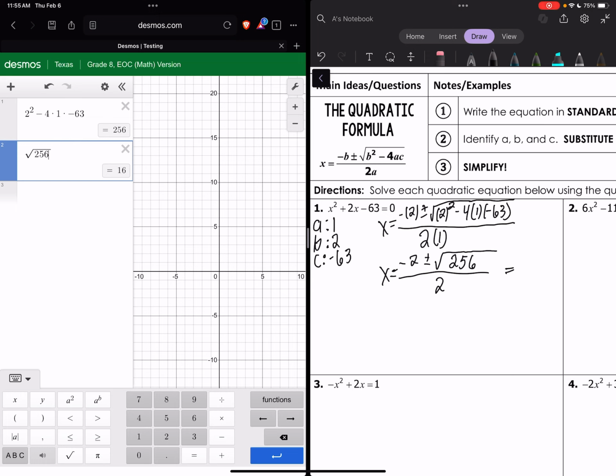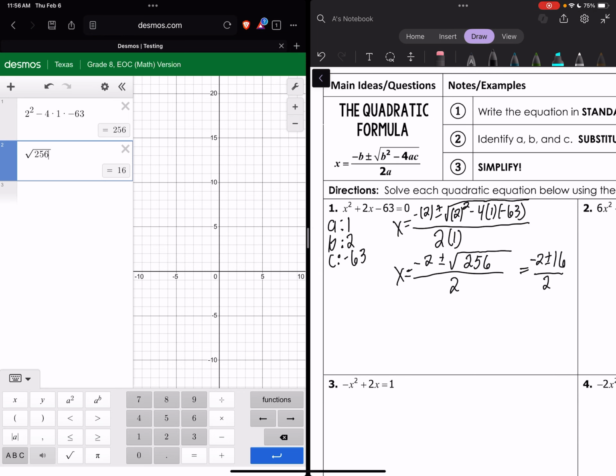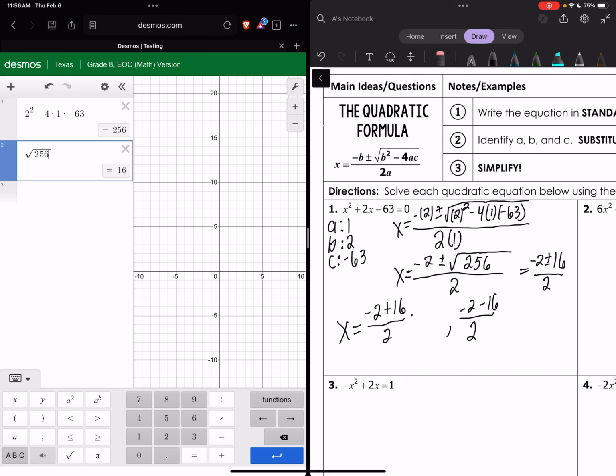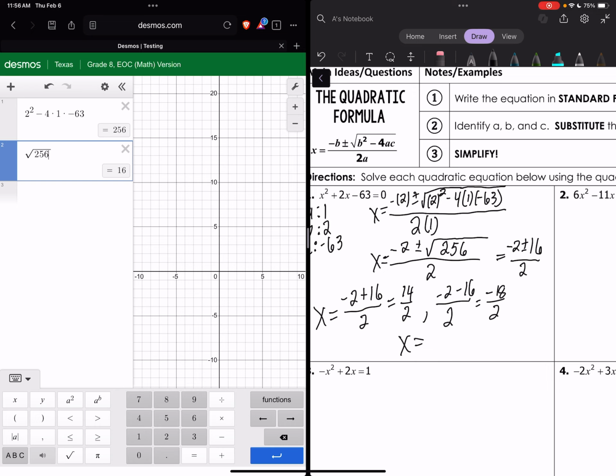So I have negative 2 plus or minus 16 over 2. This is two different formulas. My solutions is x equals negative 2 plus 16 over 2 and negative 2 minus 16 over 2. Okay, this is negative 2 plus 16 is 14 over 2 and negative 18 over 2. So x is equal to 7 comma negative 9. There is my final solution.